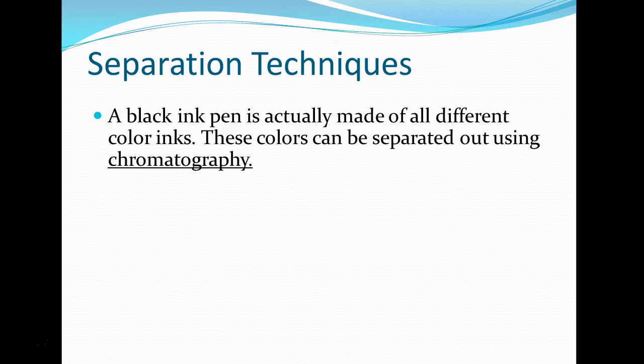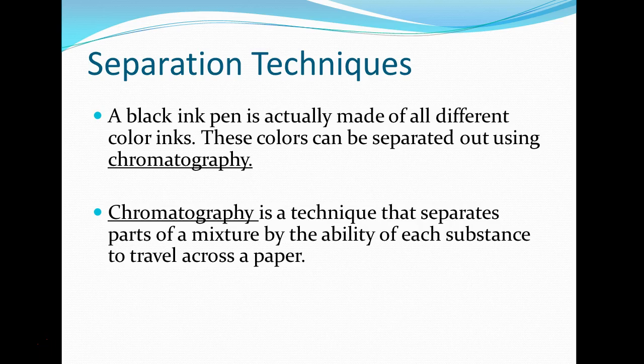All right, the next technique is called chromatography. So this separates pigments. For example, black ink is actually made of different colors, and you can separate those different colors out by this technique called chromatography. So this is a technique that separates different parts of a mixture based on the ability of each substance to travel across the paper, or how well it sticks to paper.